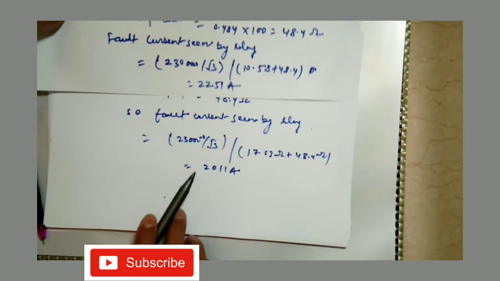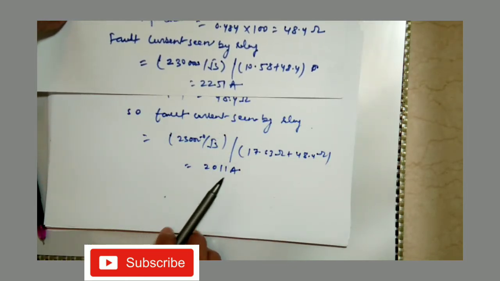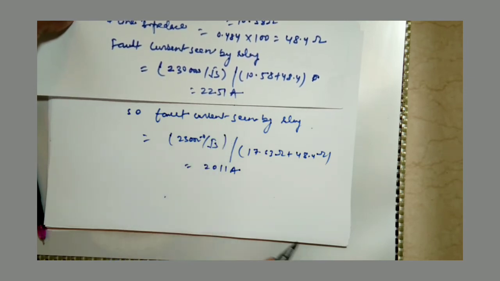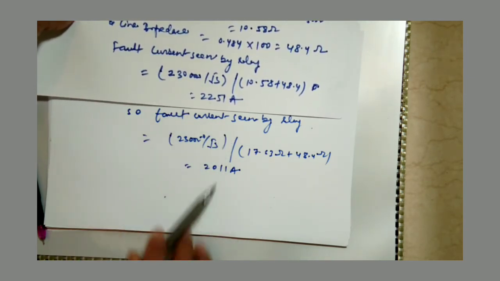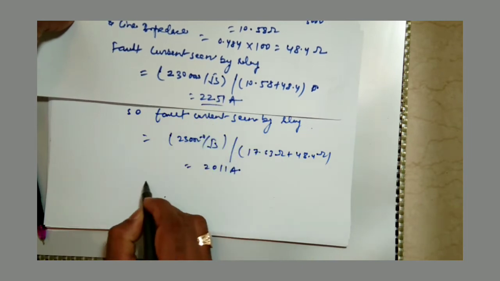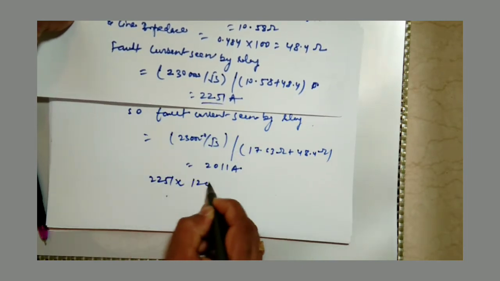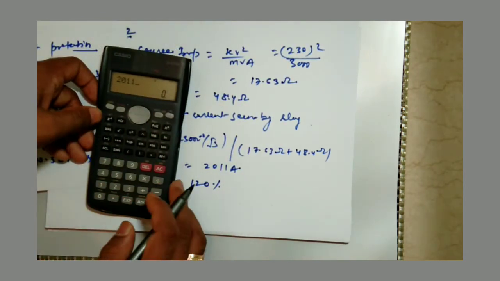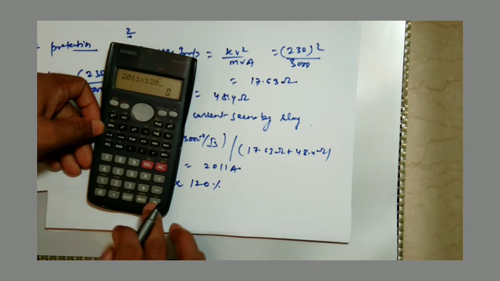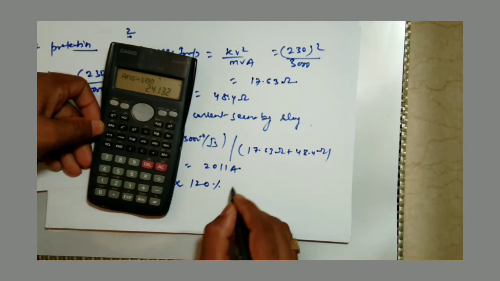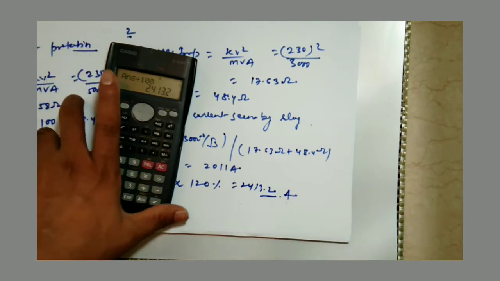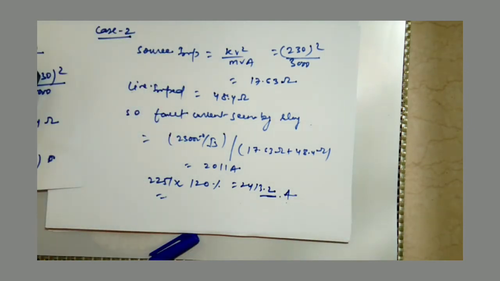So the overcurrent setting must be in excess of 2251 to provide an adequate margin of 120% of the minimum calculated setting. So we will choose the setting of the maximum current, that means 2251, at 120%, that is the safety margin. So 2251 into 1.2 is 2701 ampere, which you will choose for the overcurrent protection.